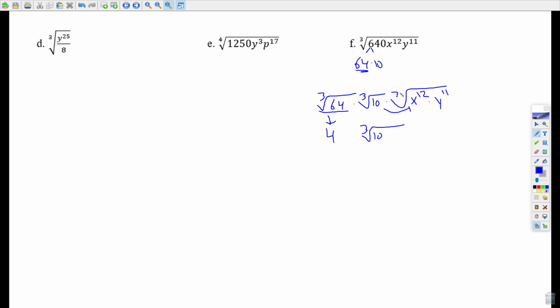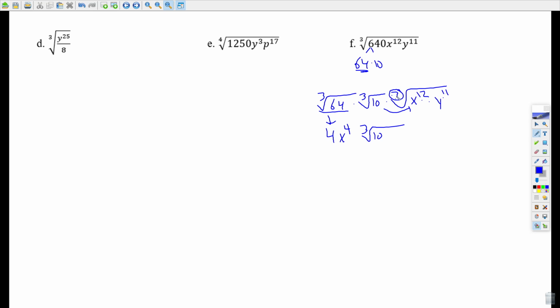So what you're essentially doing every time is you're asking yourself, how many times does 3 go into 12? So 3, 6, 9, 12, that would be 4 times. So that's what comes on the outside, x to the 4th. It goes into it perfectly, so there is no leftovers inside here. So that's part of the answer here. Now we're done with the x's.